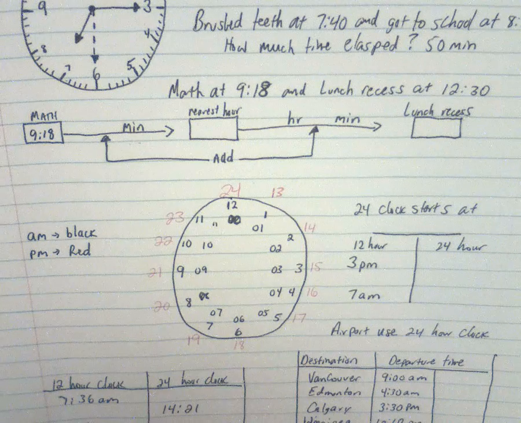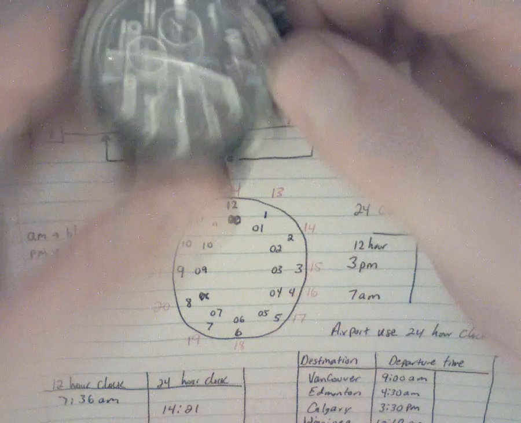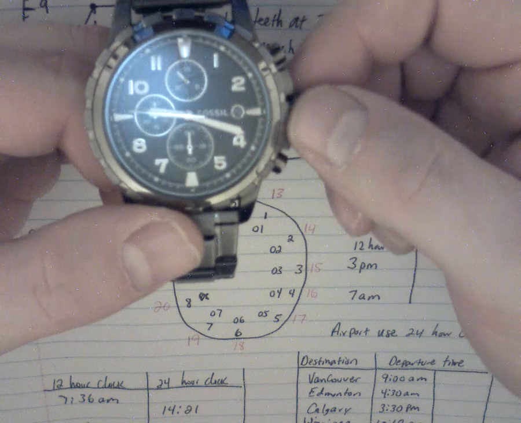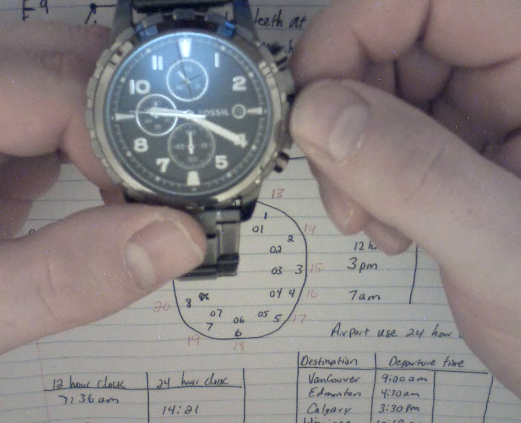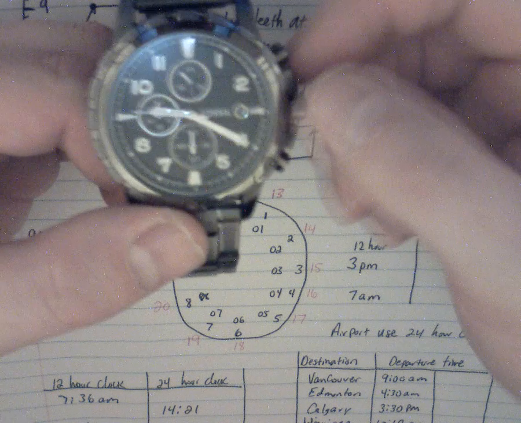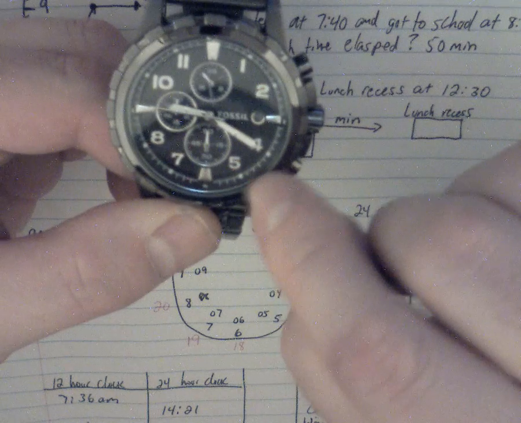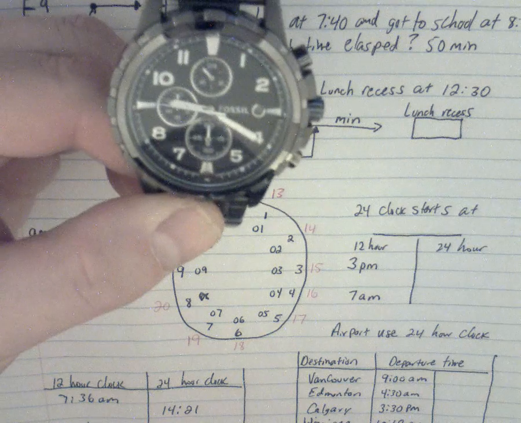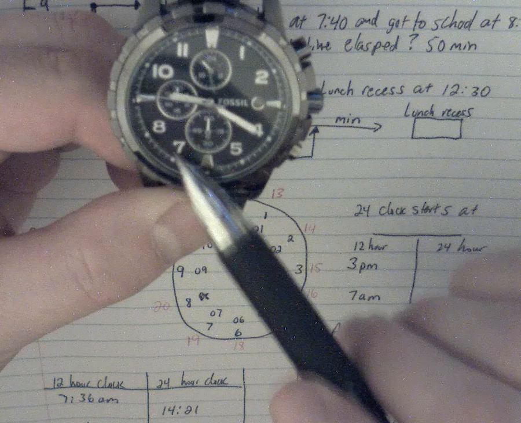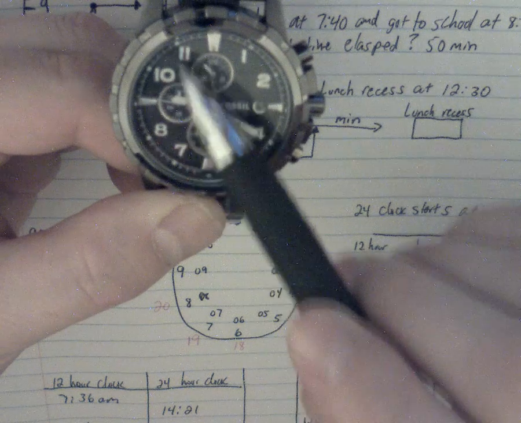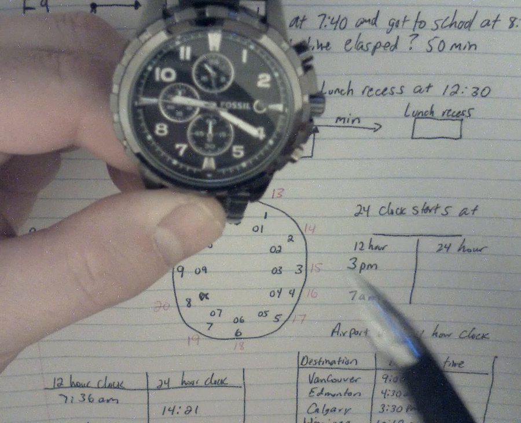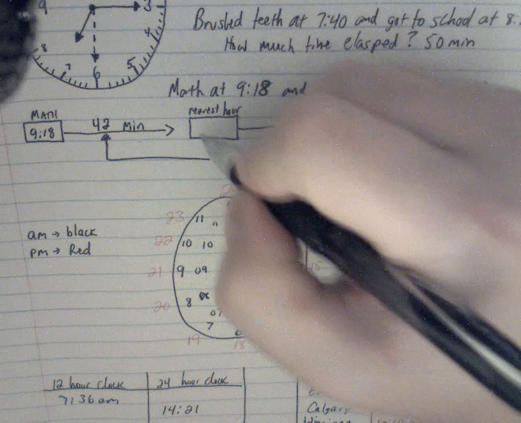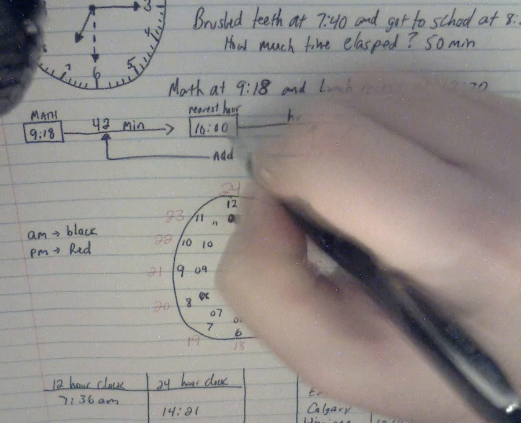So if I take my watch, I'm going to put it up to 9:18. So I have it at 9:18 right now. Okay? And so I'm going to go 2 minutes to the nearest 5. So then I can go 5, 10, 15, 20, 25, 30, 35, 40, plus the 2 that I added on. So how many minutes was that? 42 minutes. The nearest hour is 10 o'clock.